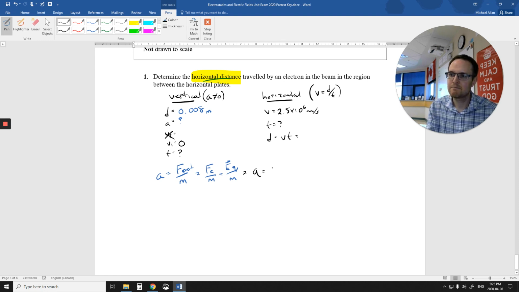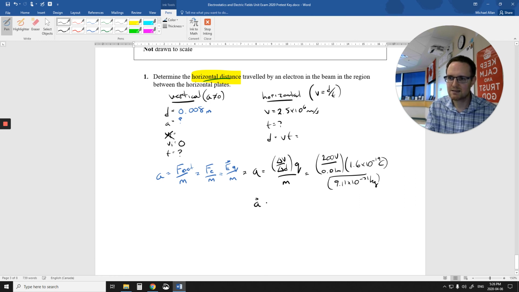Okay. So now what we have here, if I go down to this formula, my A is equal to my electric field, which is going to be delta V over delta D, times my Q divided by my M. Now my delta V, which we found out, is 200 volts. Our delta D is the whole distance, so in the centimeters there, or change that to meters, sorry. My Q, 1.6 times 10 to the negative 19 coulombs, I'm going to divide it by my mass. I needed the mass as well, so that's good. Everything's about electrons. So this is going to find my acceleration. Let's pull up my calculator.